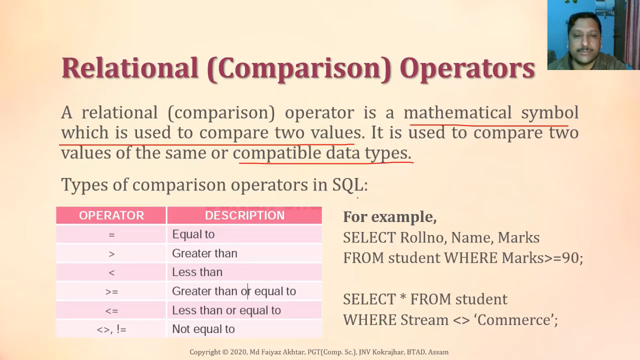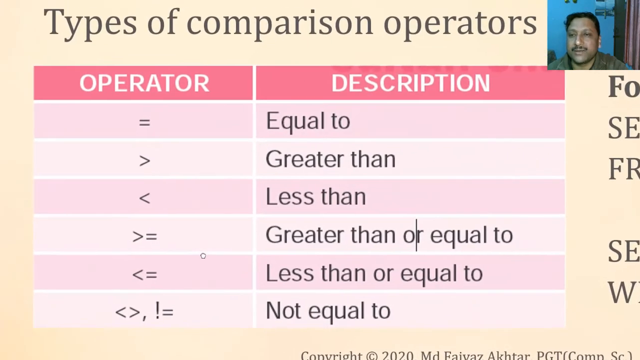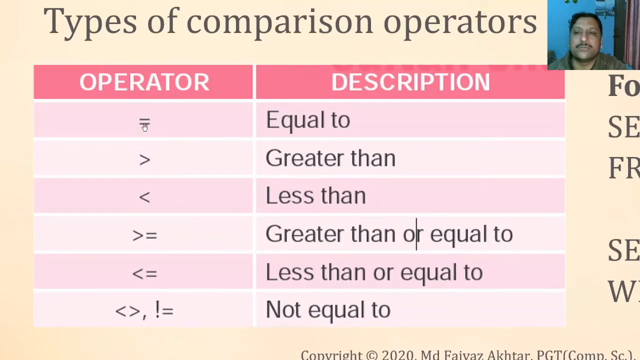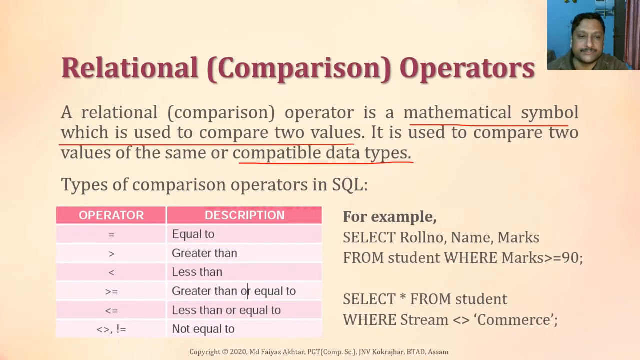Types of comparison operators in SQL are like this. We have seen earlier that equals to means equal to, only one equals sign we have to give. In Python, for equality, two equal signs are needed, but here in SQL only one equal operator is sufficient to check equality. Greater than, less than, greater than equals to, less than equals to, not equals to. There are two methods to use not equals to. One is less than, greater than, and the next is exclamation symbol then equals to. Okay, see the example here.